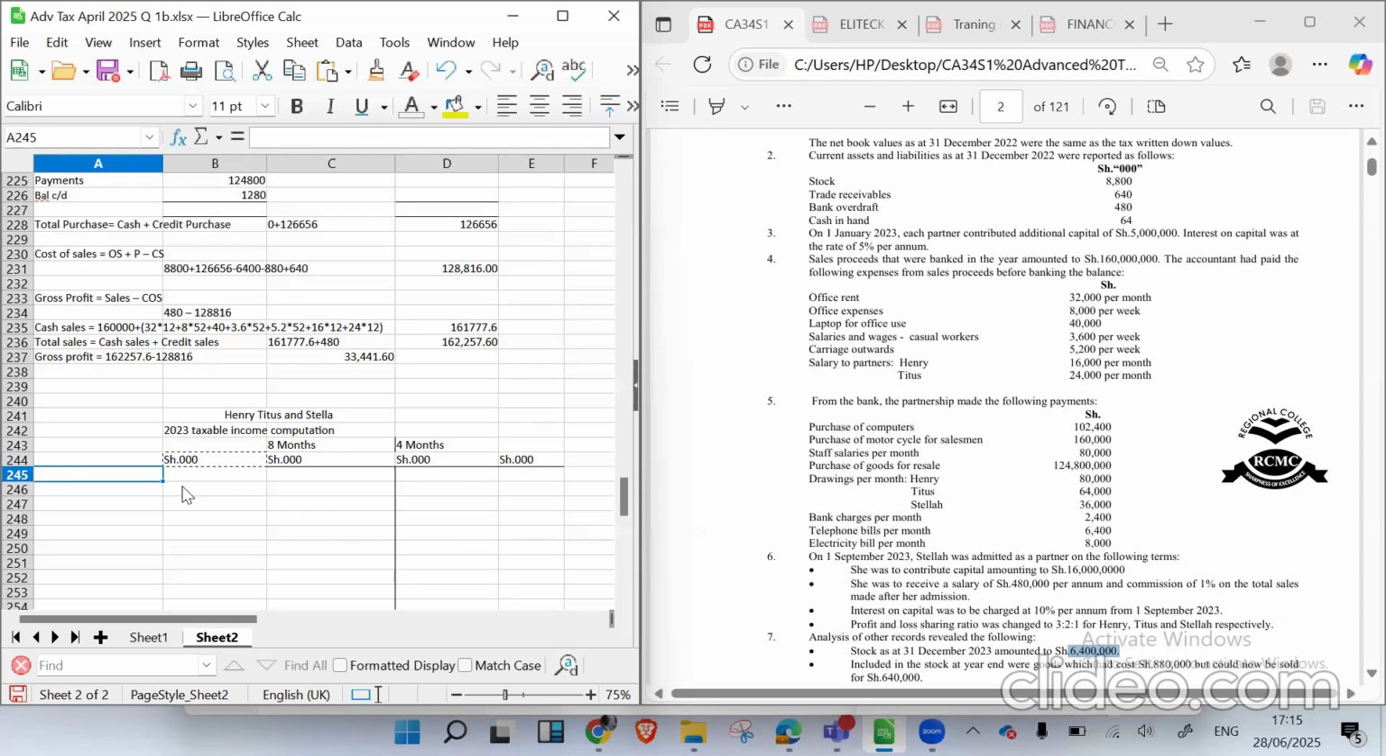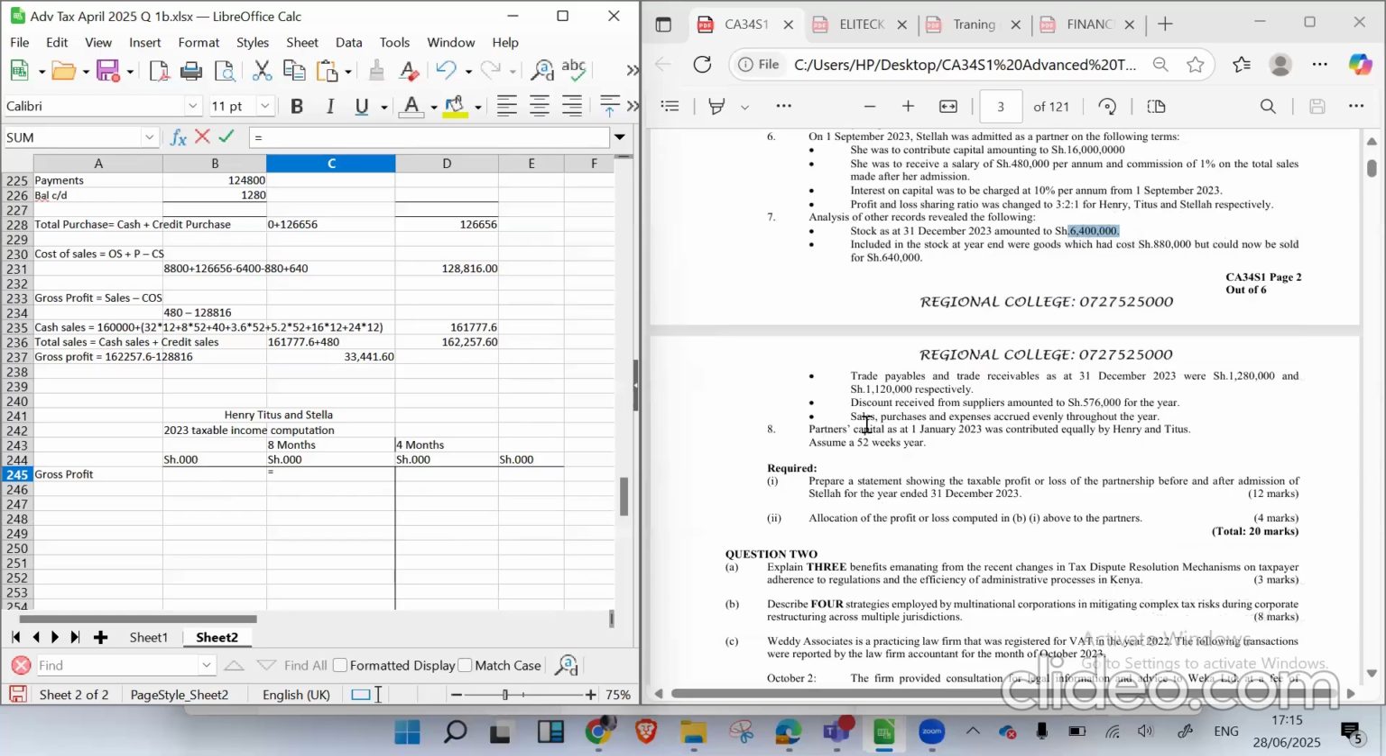So let's start with gross profit. Gross profit. There are 8 months, you simply apportion accordingly. That's why tuliambiwa it accrued evenly. Ukiangalia hapa, sales, purchases, and expenses accrued evenly throughout the year. So for 8 months equals to 33,441.6 times 8/12.